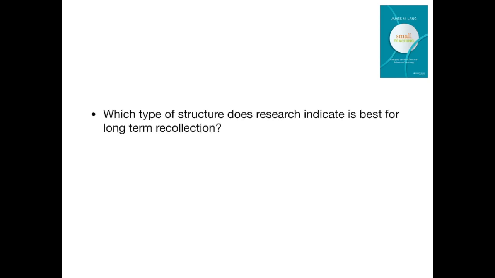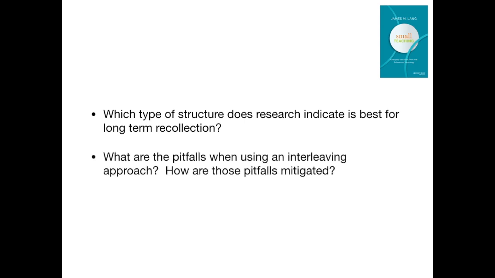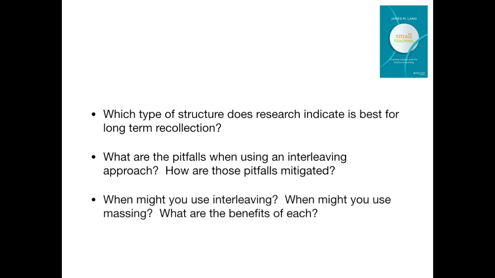As you're reading this chapter, make sure to consider the following. Which type of structure does research indicate is best for long-term recollection? What are the pitfalls when using an interleaving approach? How are those pitfalls mitigated? When might you use interleaving? When might you use massing? What are the benefits of each?